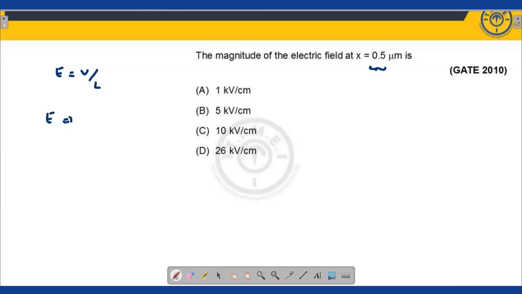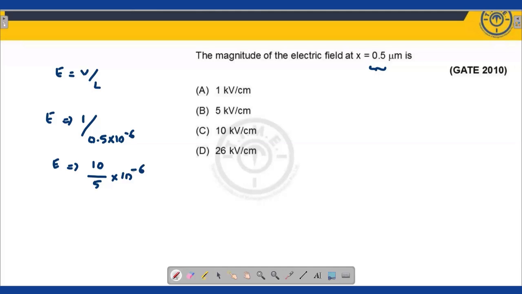So E, the electric field at x equal to 0.5 micrometers, is 1 by the distance of half, which is asked, 10 power minus 6. E equal to 10. Okay, because I am taking 5 into 10 power minus 6 on the top.